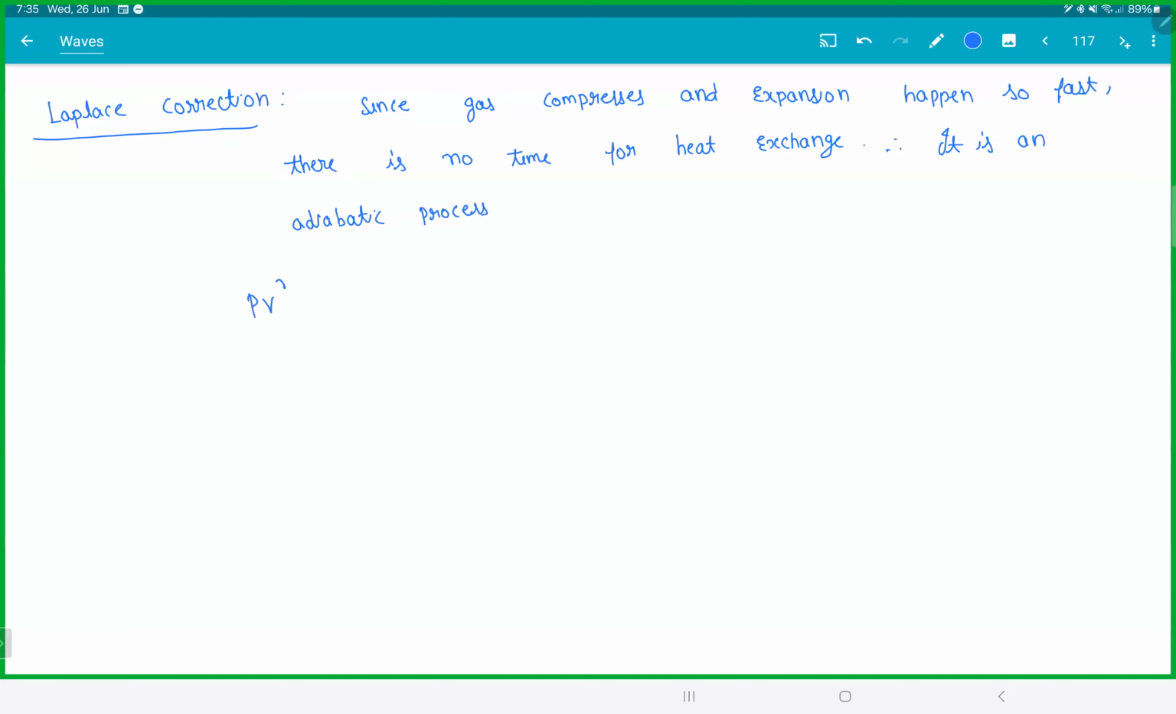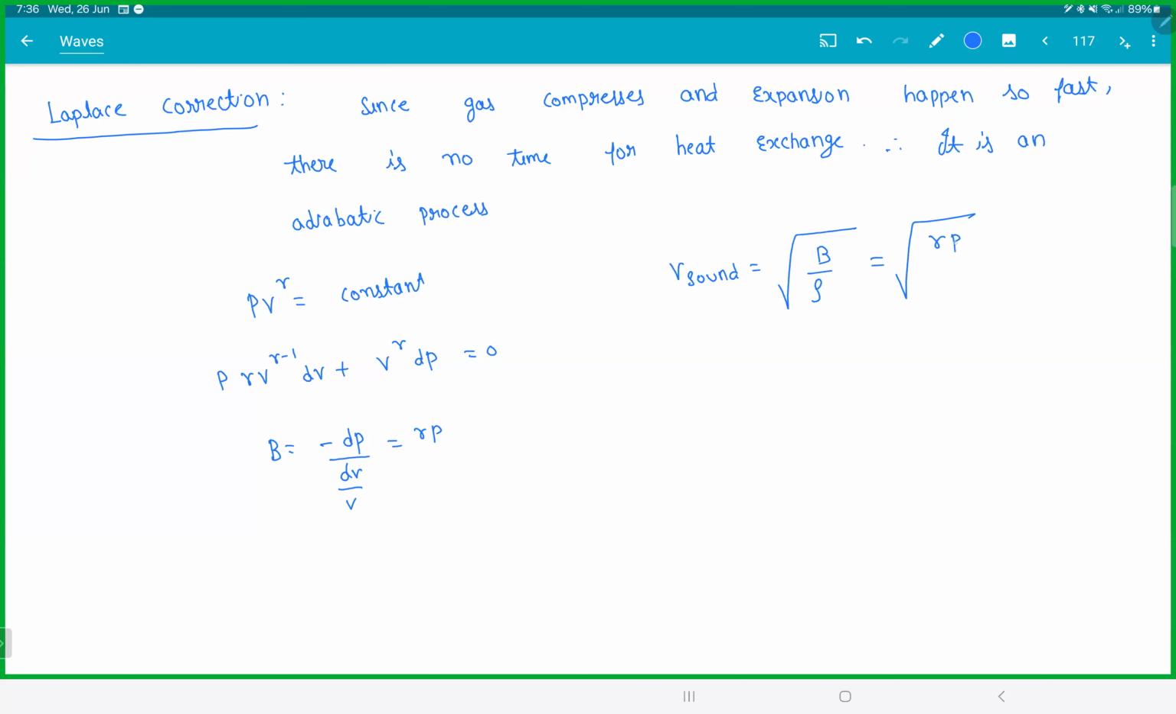So for an adiabatic process, PV^gamma is constant. Differentiate on both sides. Then you end up with bulk modulus B = -dP/(dV/V) = gamma P. So the velocity of sound is root over B by rho. This turns out to be root of gamma P by rho, which is root of gamma RT by molecular weight. And this value works out. This gives you around 330 meters per second, which matches the experiment.